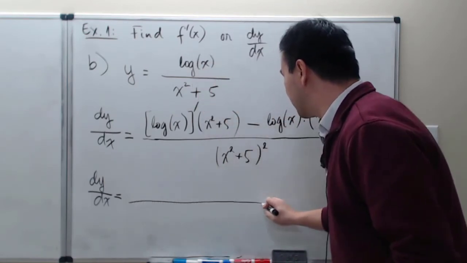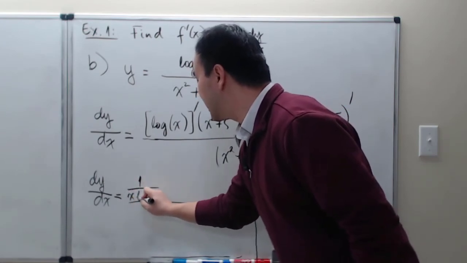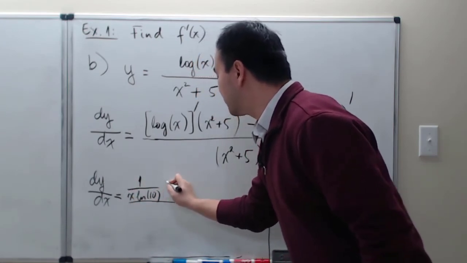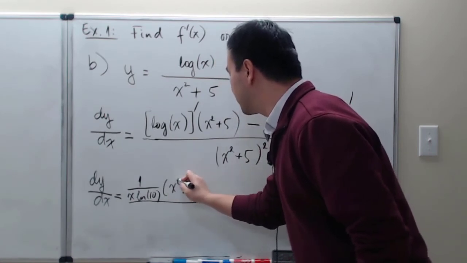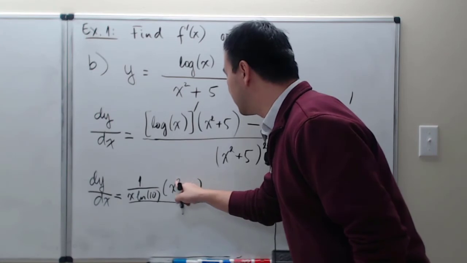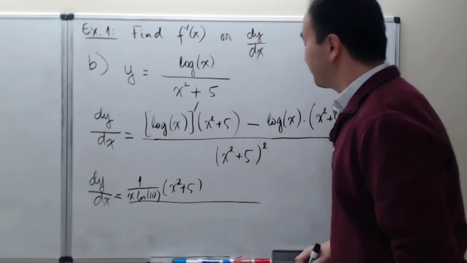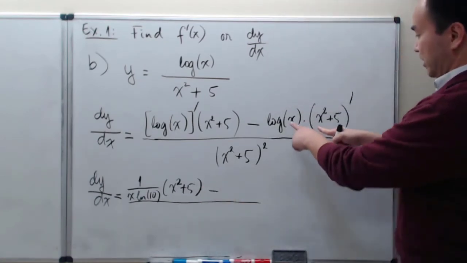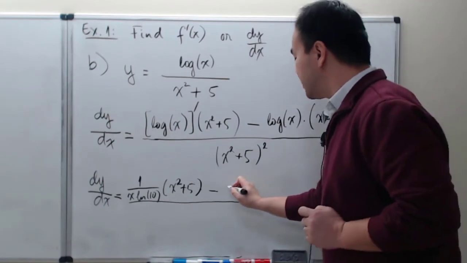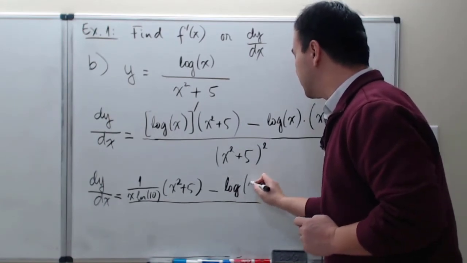Okay, so now I'm going to write it a little bit down below. So 1 over x times the natural log of 10, and then I'm going to multiply with x squared plus 5. Okay, so this came from the original denominator of our quotient. And then now the quotient rule says we need to subtract. And now we're going to keep log base 10 of x the same.